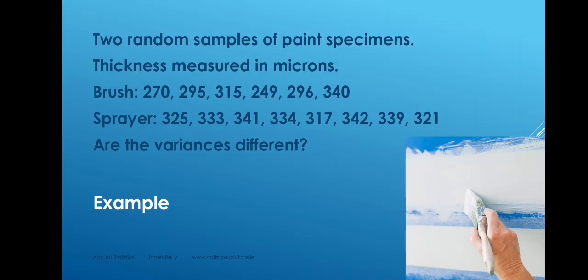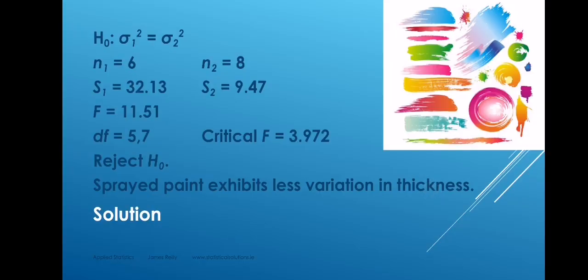So we have two random samples of paint specimens, and the thickness measured in microns. We have a sample by brush and a sample by sprayer. And we're interested to know, is the variance different? Is the paint thickness more consistent with one method of application rather than the other?